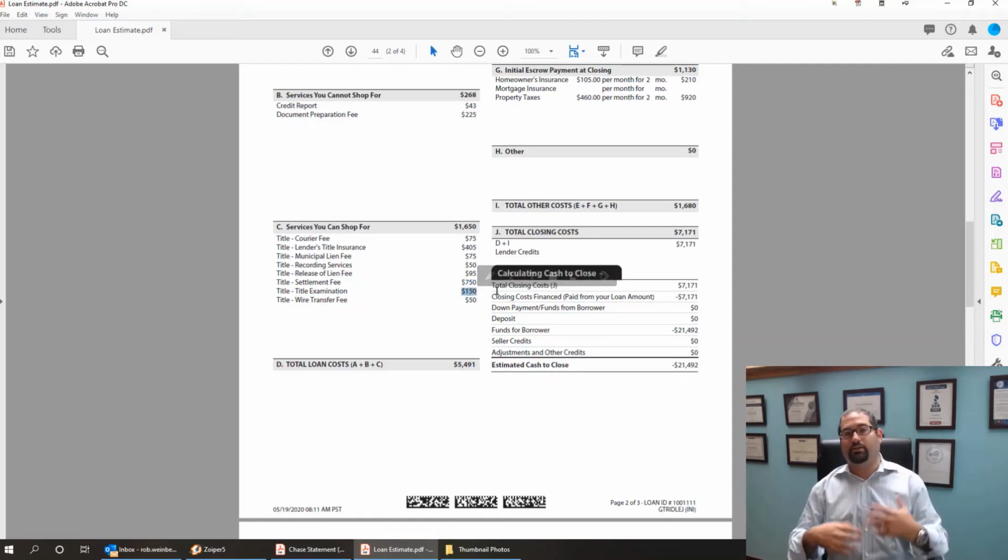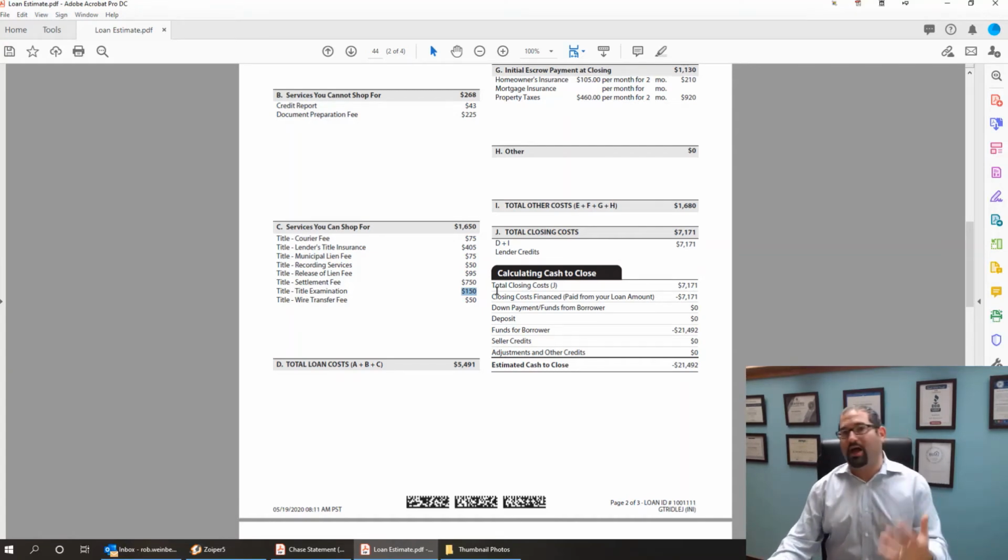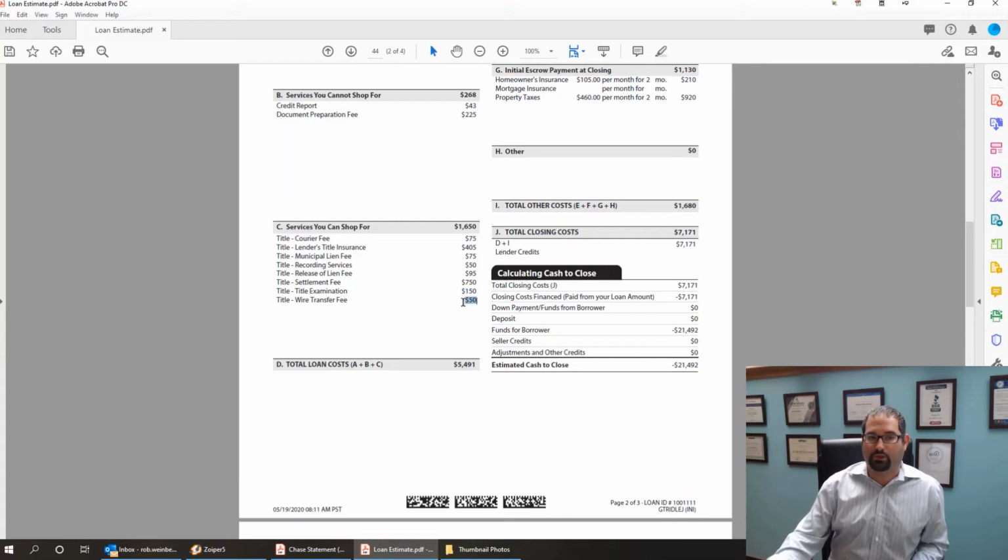Title examination is the fee for the title company or attorney to actually look over the title and review the title search, make sure everything is on the up and up, there's no clouded title, there's no unreleased liens or things that you, as the buyer or homeowner, are not aware of. And then wire transfer fee.